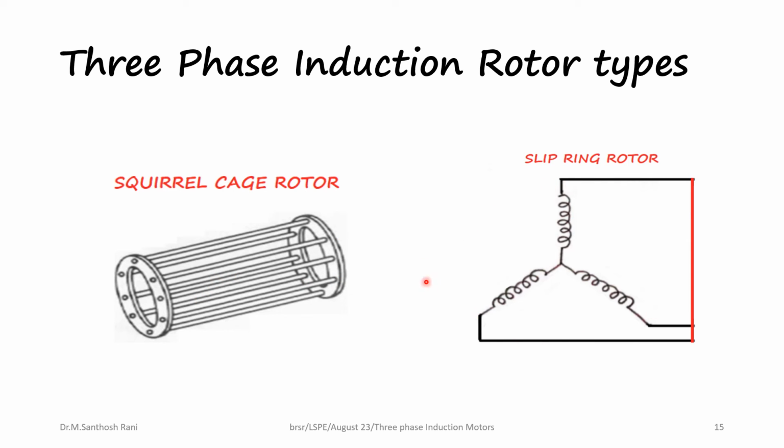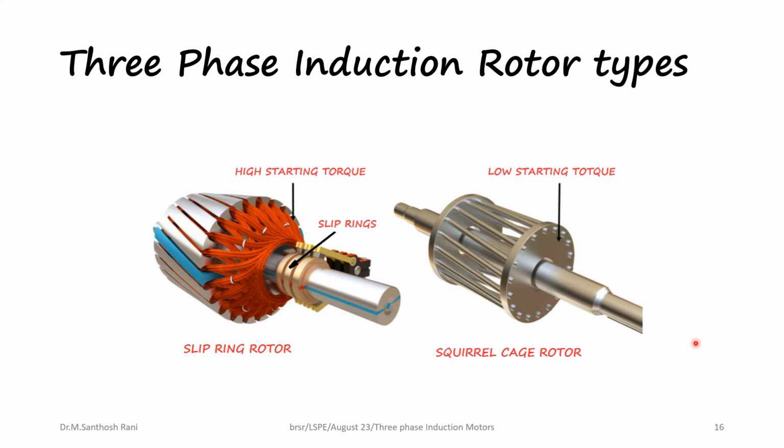If we have three windings connected in star, the ends being shorted using slip rings, it is called a slip ring induction motor. The slip ring induction motor rotor looks like this. There is a winding and you can see the slip rings over here. It can be directly shorted or it can be shorted using external resistances. The slip ring induction motor is capable of producing high starting torque. This is a squirrel cage rotor and this has a low starting torque, but this is the one very widely used.